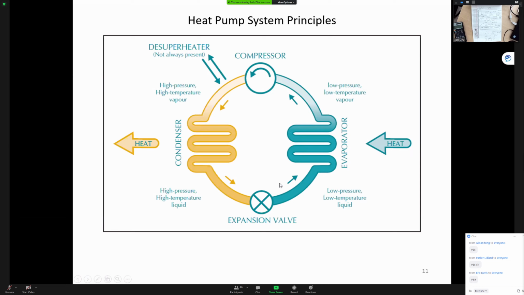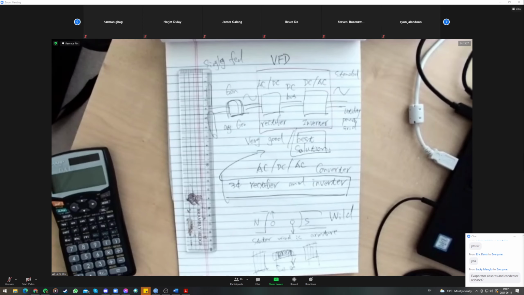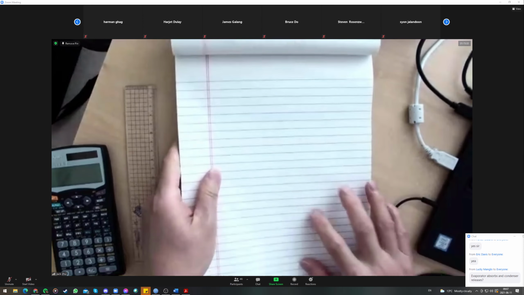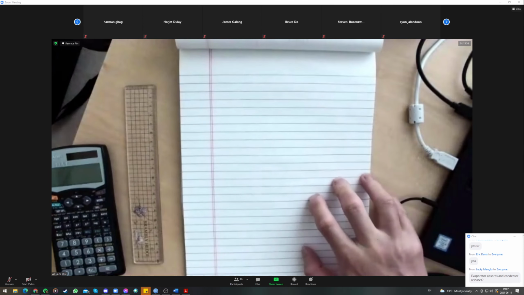Are we clear on this? Yes. I'm going to stop here for a second because I need to cover something. It's not in any of the documents, but you have to know it for the exam.